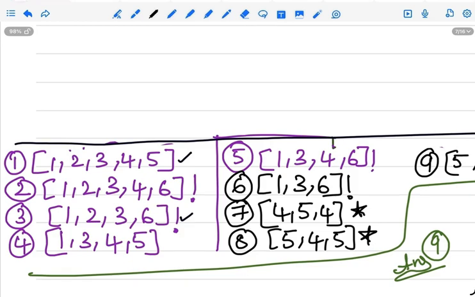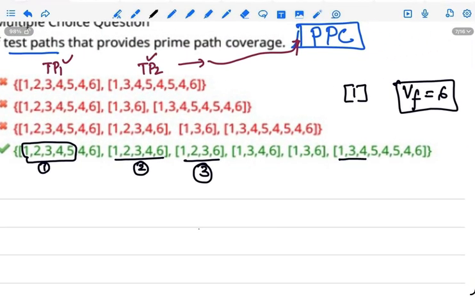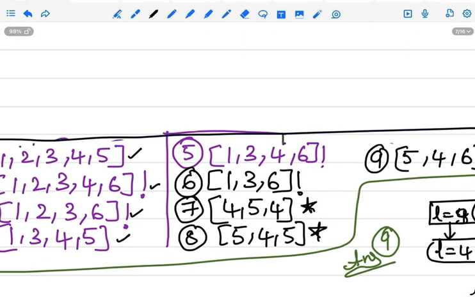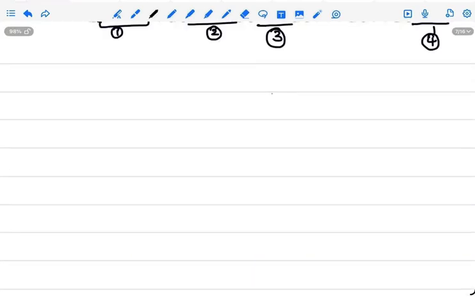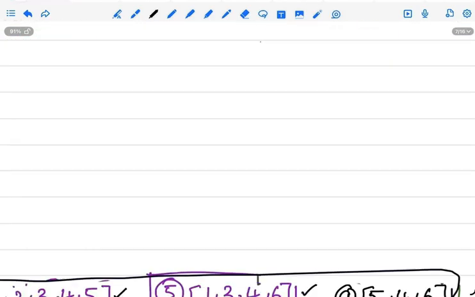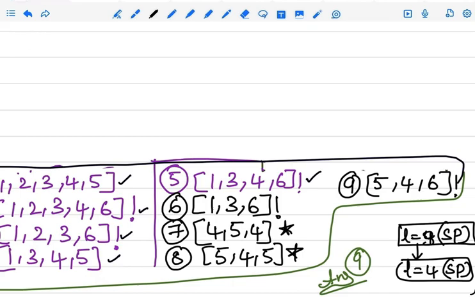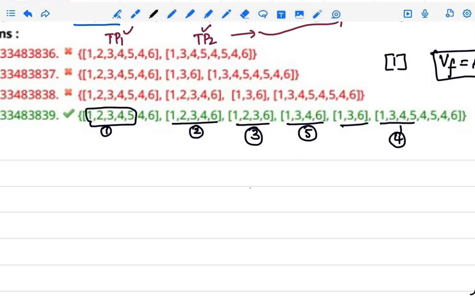Next, the fourth one, 1 3 4 5, here, right? 1 3 4 5, this is prime path 4. So next is 1 3 4 6. So this one, right? 1 3 4 6, this is prime path 5. Sorry, the previous one was prime path 4. So next 1 3 6 is a prime path. So this one, right? 1 3 6, prime path 6.